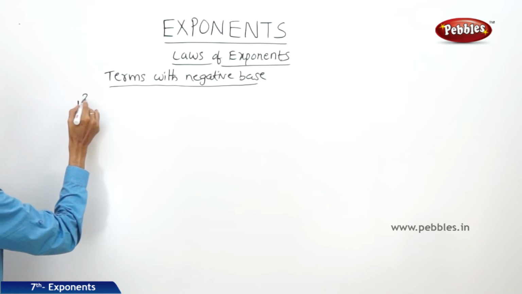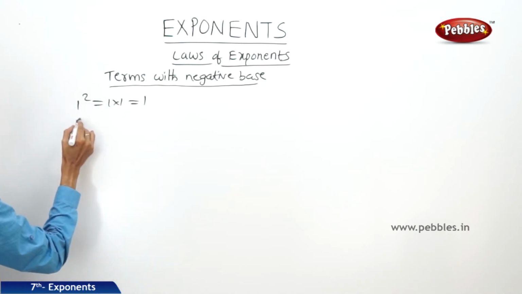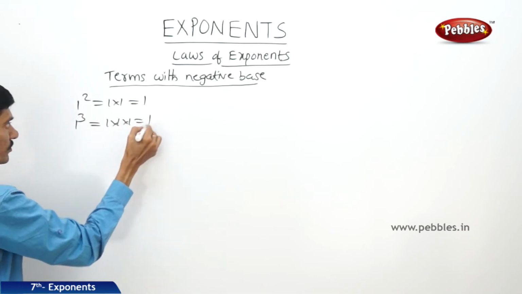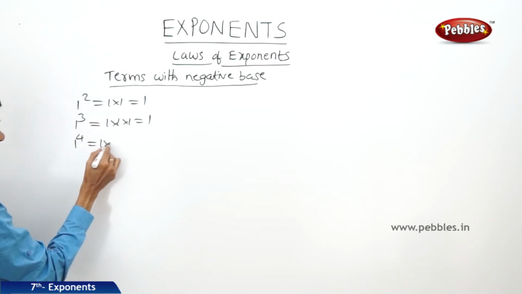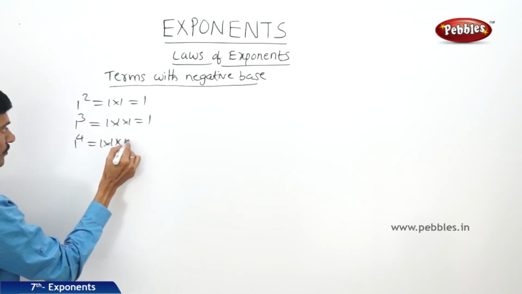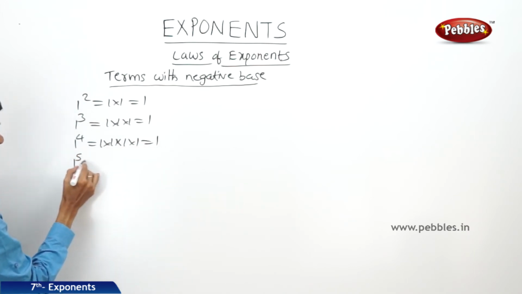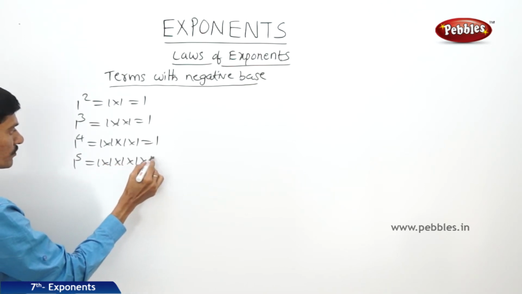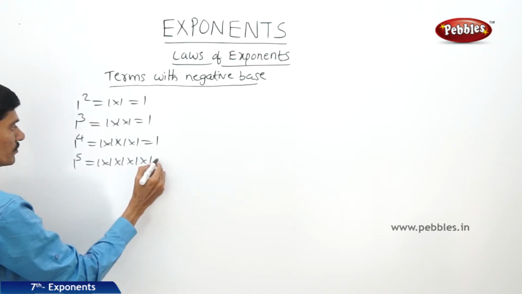1 to the power of 2 is 1 into 1 equals 1. 1 to the power of 3 is 1 into 1 into 1, equals 1 itself. 1 to the power of 4 equals 1 into 1 into 1 into 1 equals 1. 1 to the power of 5 equals 1 into 1 into 1 into 1 into 1, that is 1, 2, 3, 4, 5 ones. So this equals 1.